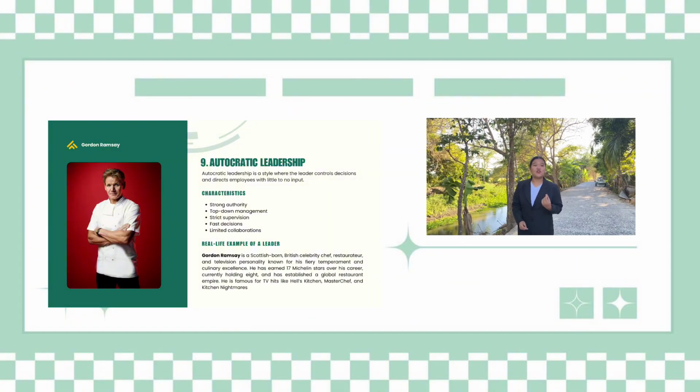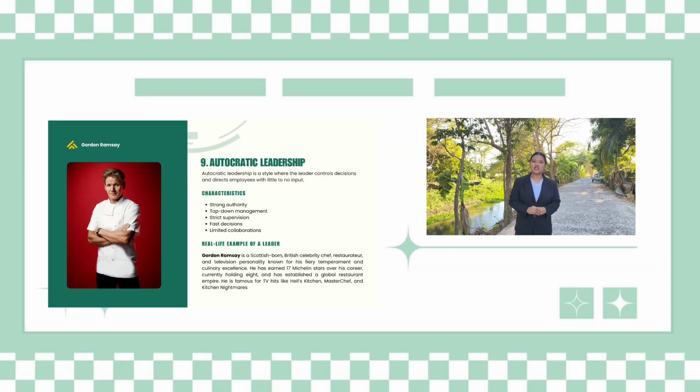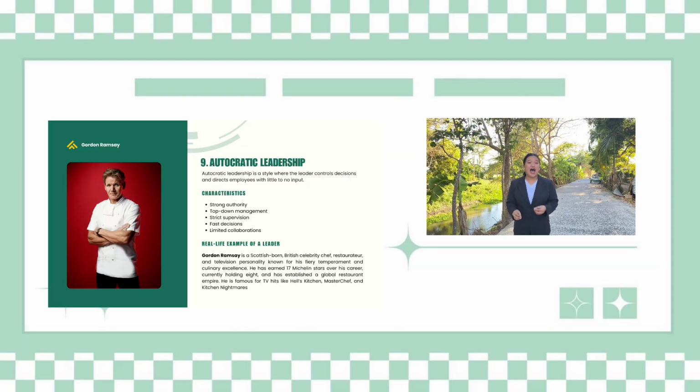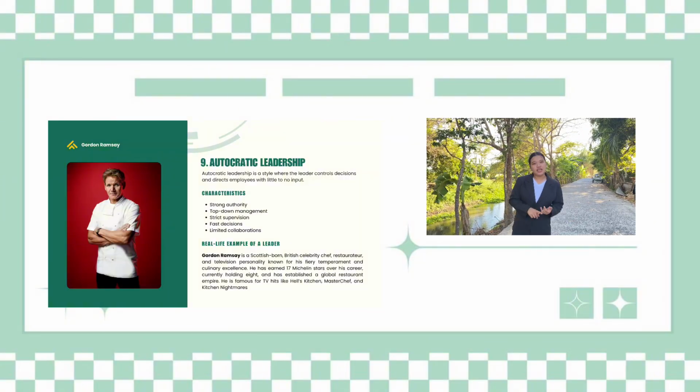So, what is autocratic leadership? It is a leadership style where the leader has full control over decisions, meaning the leader decides what to do, how to do it, and when it should be done, with little to no input from the team. This type of leadership focuses on authority, discipline, and efficiency. It is commonly used in situations where quick decisions are needed.